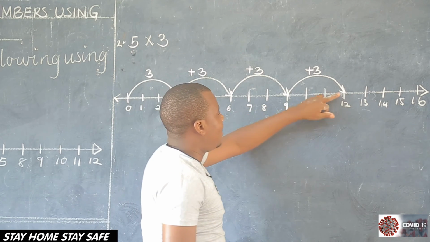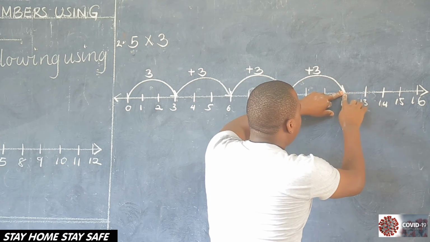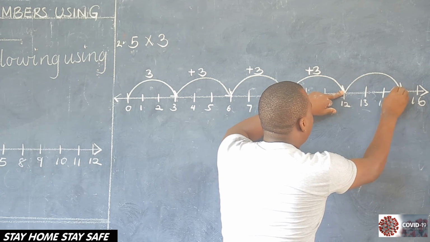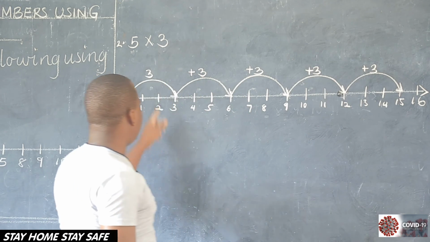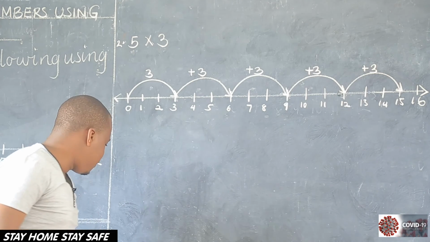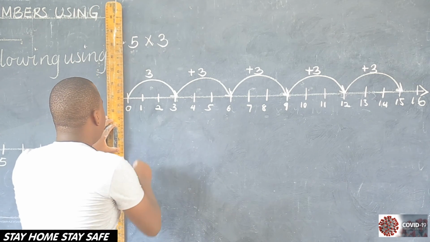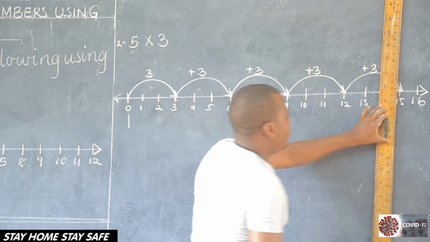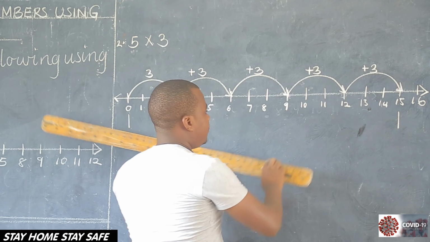So I'll make the last one. Count how many? 3 steps. 0, 1, 2, 3. So I'll jump up to there. And this will be plus 3. So when I finish 1, 2, 3, 4, 5 jumps, I'll come and indicate the answer arrow. So the answer will begin from here up to where you have stopped, where the fifth jump has stopped.